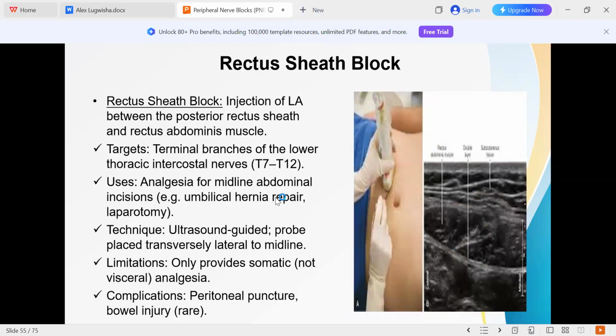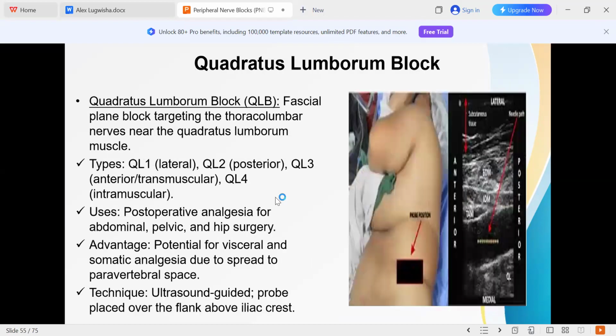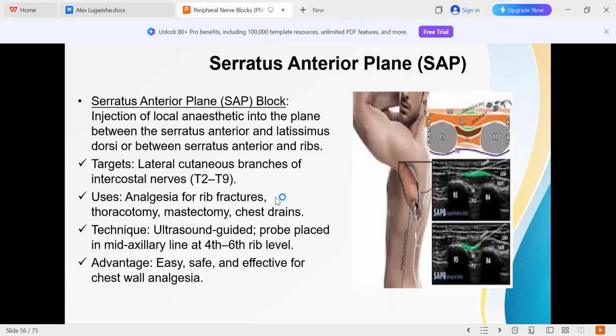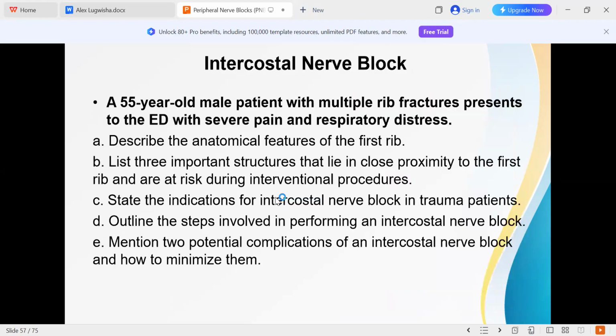Then the rectus sheath block, quadratus lumborum block, serratus anterior block, and intercostal nerve block. There are two blocks I want us to actually spend time on: intercostal and the TAP block.